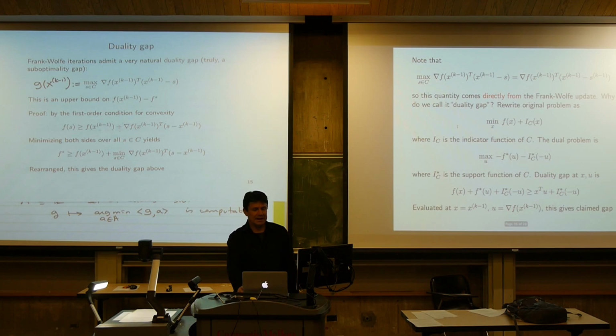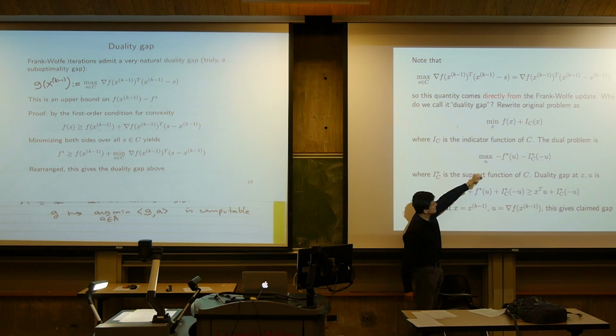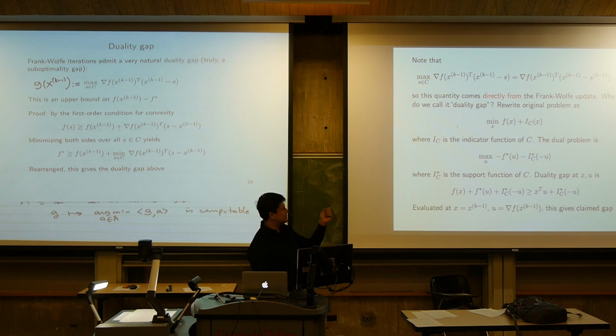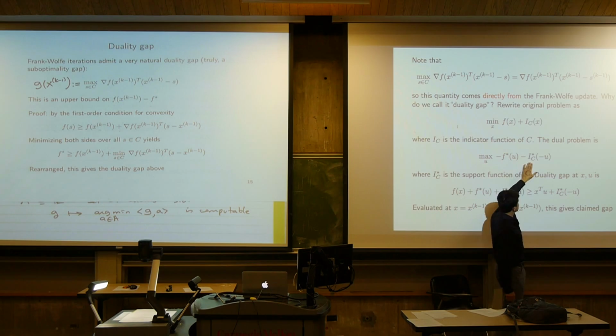Now, another way of thinking about this is that we can try to relate it to genuine duality. If we think about the original problem as f of x plus the indicator function of C at x, then the Fenchel dual problem is negative conjugate of f at u minus the conjugate of the indicator function. Does anyone recall what the conjugate of the indicator function is? The conjugate of the indicator function is the support function. Let me just put that here, because that's going to come up.